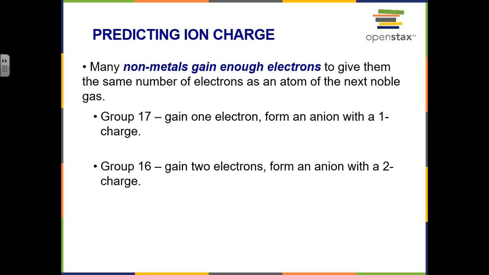Now, many nonmetals gain enough electrons to give them the same number of electrons as an atom of the next noble gas. If you look at group 17, which is closer to the noble gas column on the right, they tend to gain 1 electron and form an anion with a -1 charge. And if you look at group 16, they gain 2 electrons to form an anion with a -2 charge.